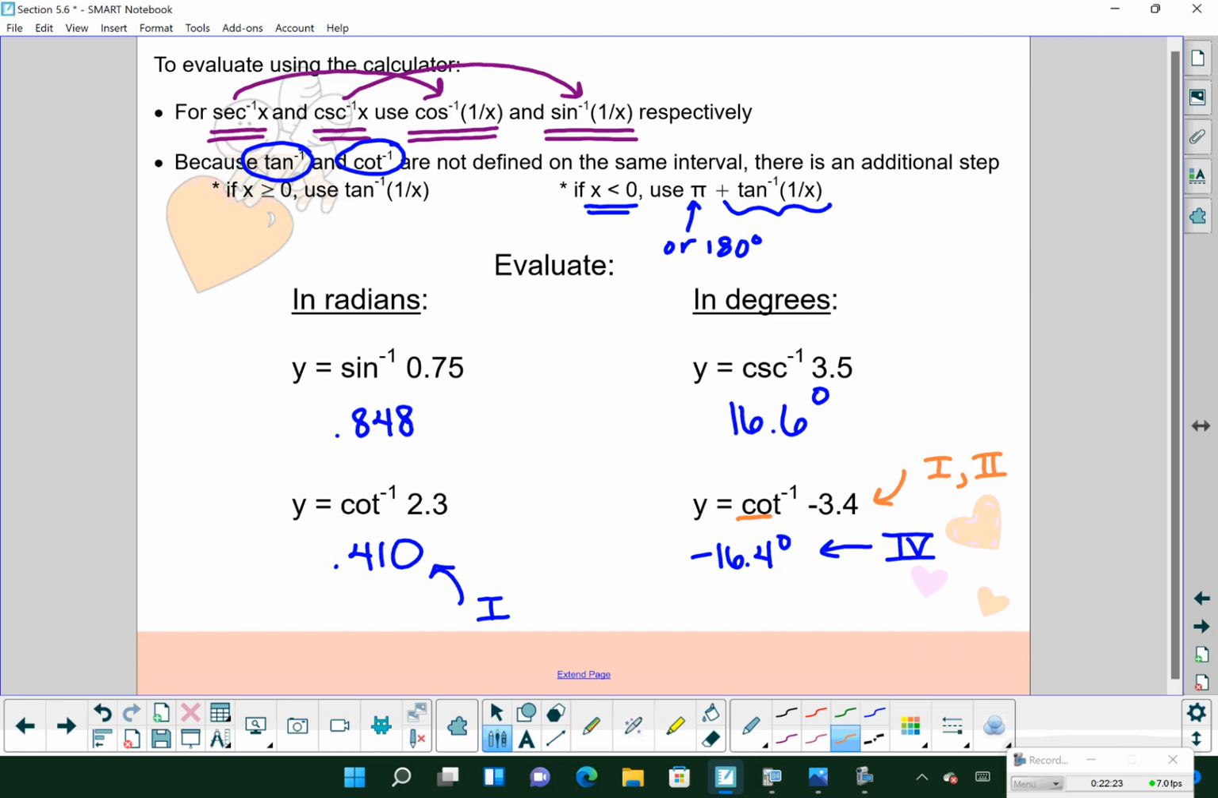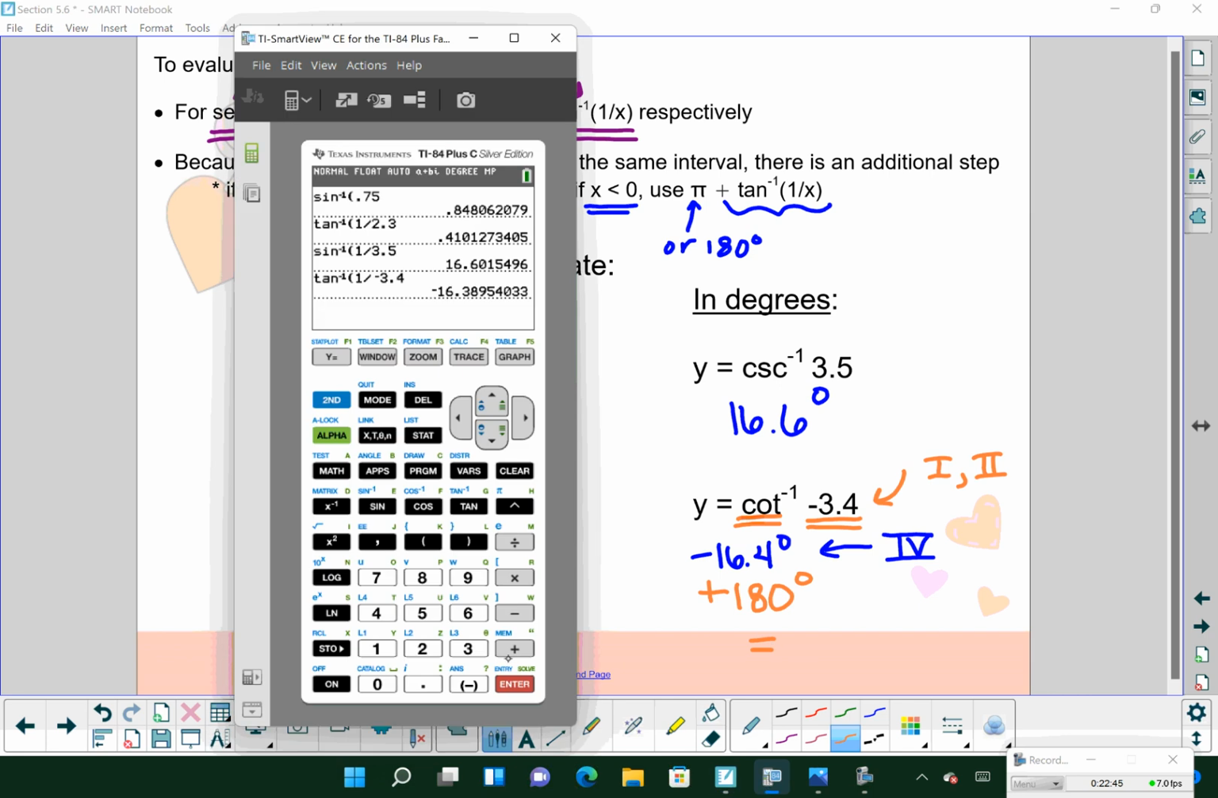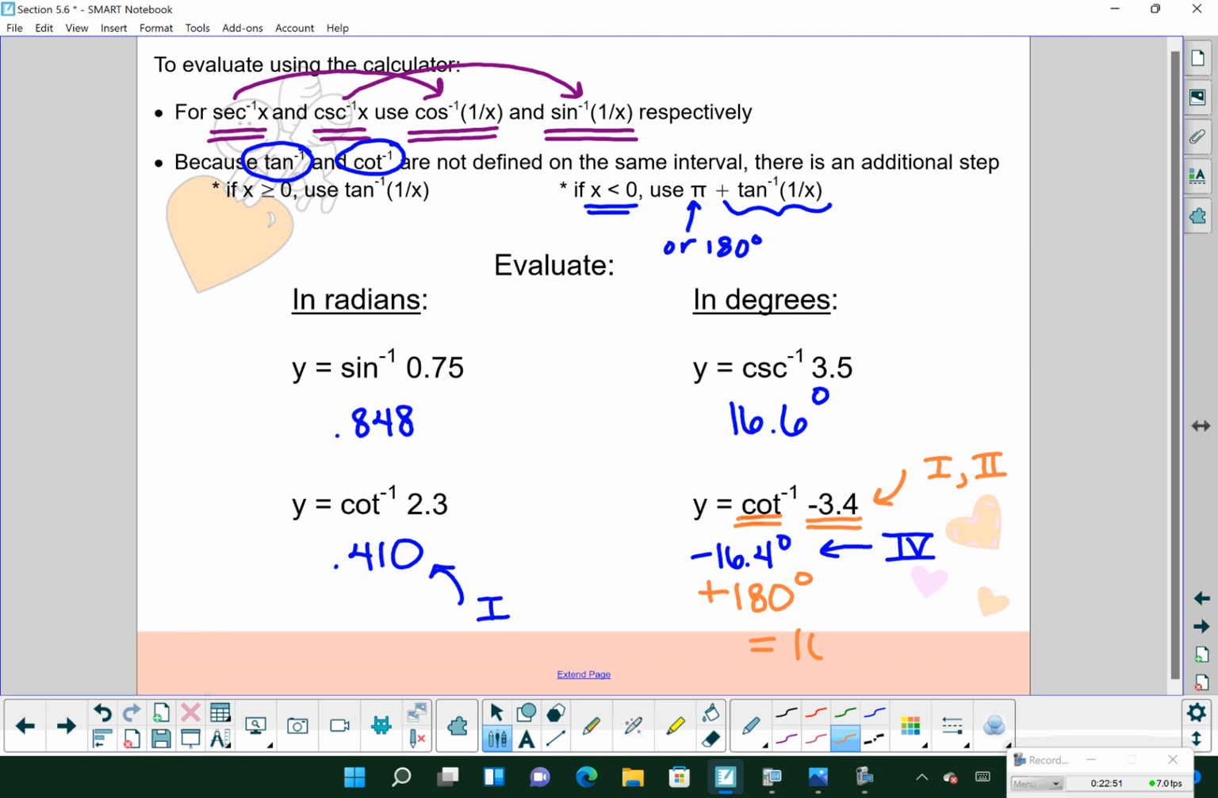So again, this is the only special case, when you're doing the inverse cotangent of a negative number, where this is going to happen. Once you get your answer, you just have one extra step for this special case to take us out of quadrant 4 and put us in quadrant 2. You're either going to add 180 degrees if you're in degrees, which we are, or you'll add pi if you're in radians. So plus 180 gives me 163.6 degrees. So put a little asterisk by that one. That's our special case. Inverse cotangent of a negative number is the only one we're going to run into a little bit of trouble with on the calculator.